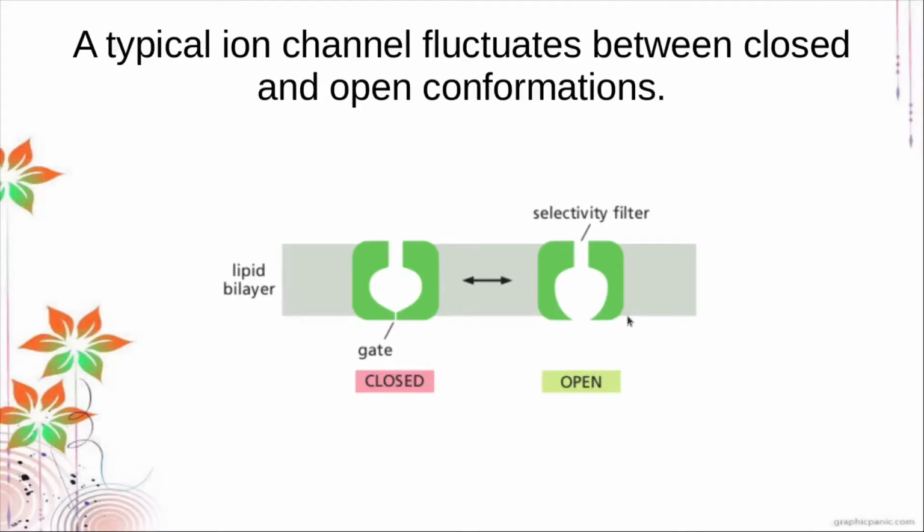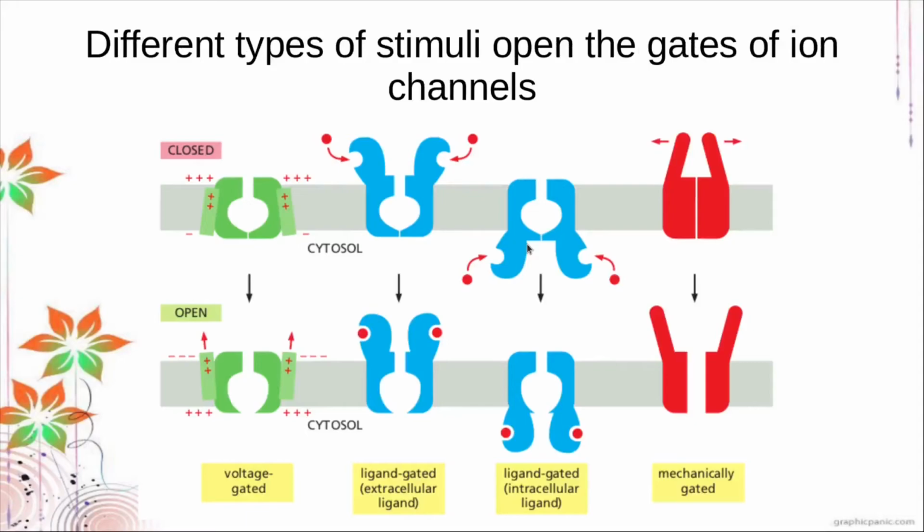Now, aside from its selectivity, another way to regulate channels is by whether they are open or closed. So your ion channel can fluctuate between two conformations: the closed conformation and the open conformation. So what causes the channel to close or open? It depends on the stimulus. There are three types of stimuli to open or close your ion channels. Generally, the idea is the channel is closed unless a stimulus opens it.